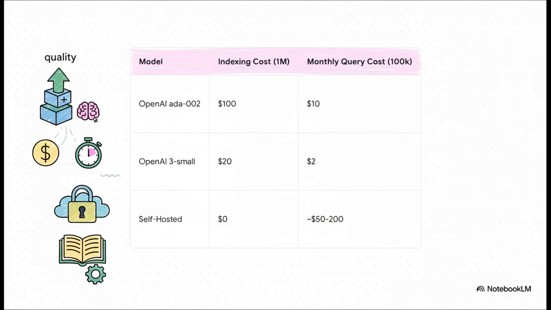And just to make that budget decision a little more real, take a look at this scenario. Let's say you need to embed 1 million documents and then run 100,000 queries a month. With OpenAI's older ADA model, that's about $100 up front and $10 a month. Their newer, cheaper model, Text Embedding 3 Small, just $20 up front and $2 a month. And self-hosting is free for the model itself, but you're probably going to pay somewhere between $50 and $200 a month for the server to run it.